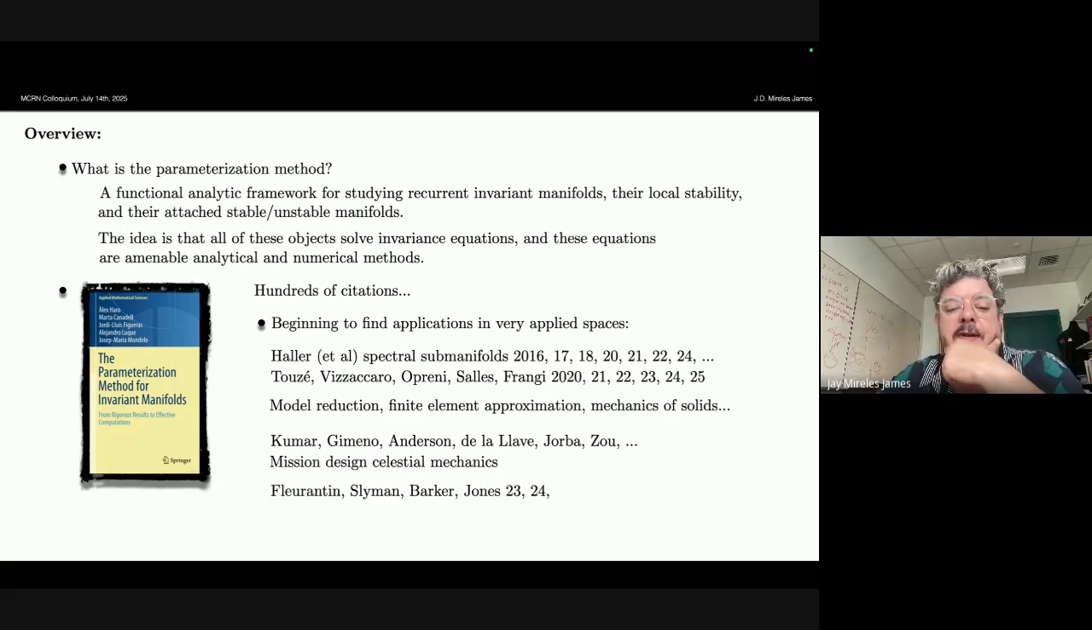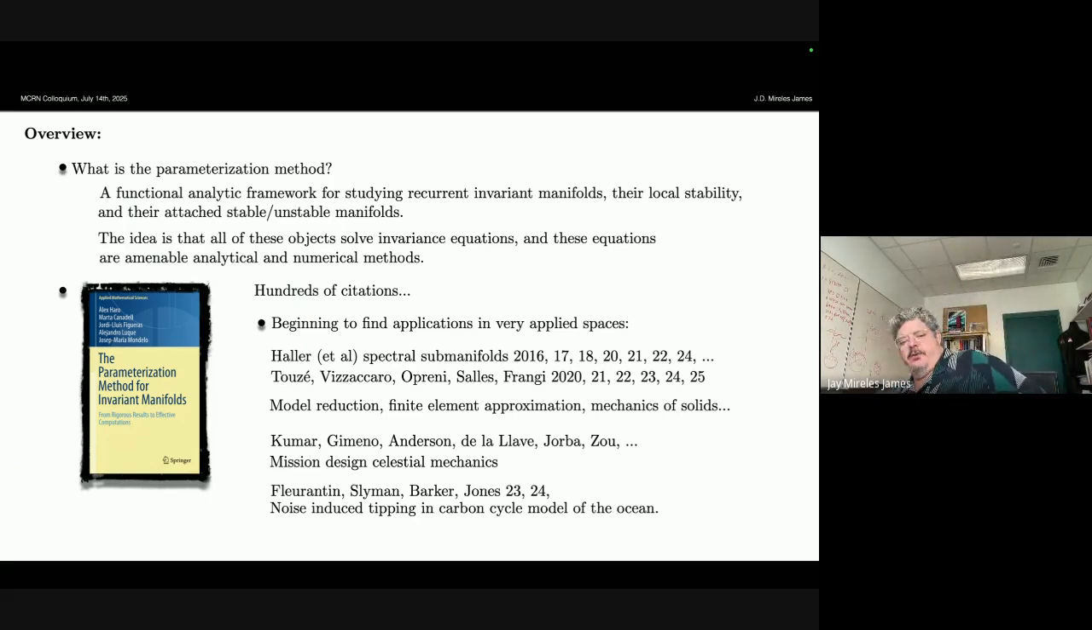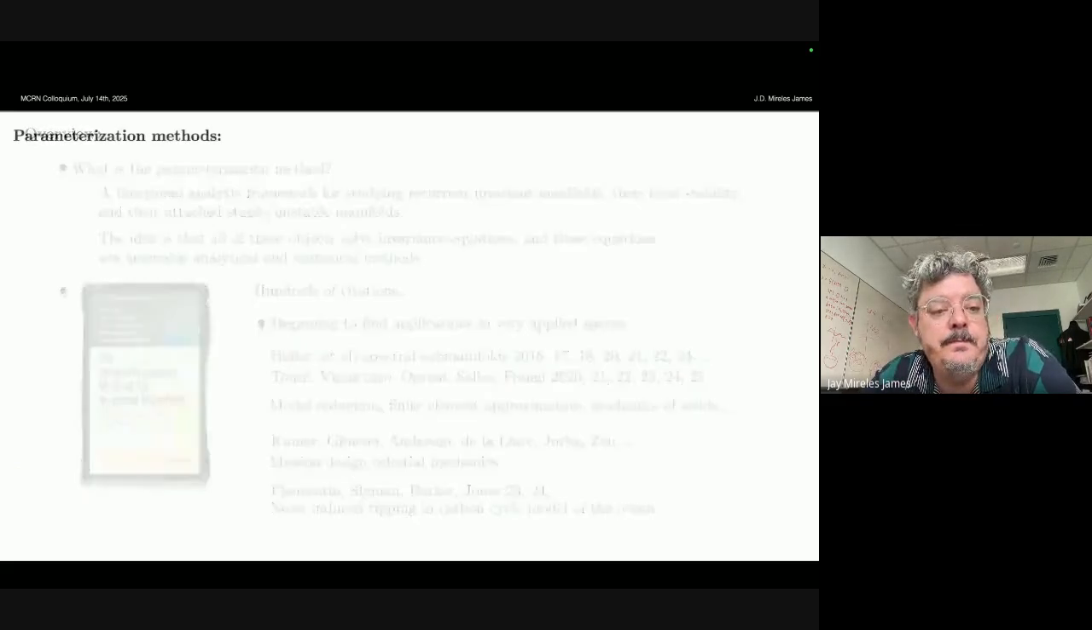Okay, and finally, I want to mention a couple of papers by participants of the seminar: Emmanuel and Katie and Blake Barker and Chris have used some parameterization method computations in some tipping analysis of the carbon cycle models, which I might come back to if I have time closer to the end of the presentation. We'll see how far I actually get today. But this is just to give you some sense of what's to come, of what the parameterization method is, and where it's been useful.